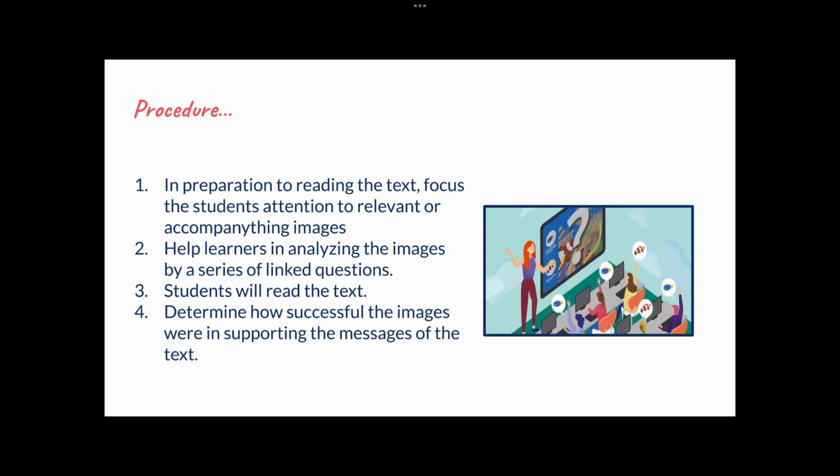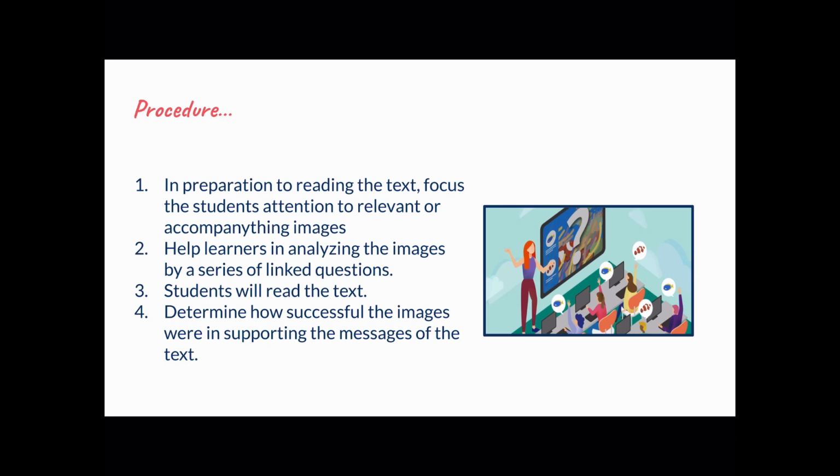The procedure. Step 1. In preparation to reading the text, focus the student's attention to relevant or accompanying images. The use of graphics like charts or tables are also very likely to be useful in the understanding of the applied reading. In step 2, you're going to help learners in analyzing the images by a series of linked questions. So prompting the readers to start thinking about what the text could be about by relevant questions of the imagery.